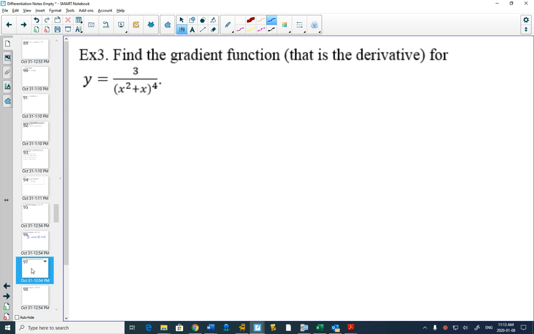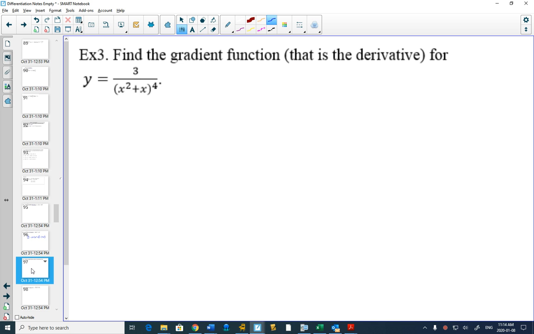So we want to find the gradient function. That's the same thing as the derivative for this equation. I see that I have an x squared plus x inside of a power of 4, but that power of 4 is in my denominator. So sometimes, even though we have lots of rules already, and you are allowed to use any combination of rules that you like, sometimes it does make sense to do a little bit of manipulation beforehand.